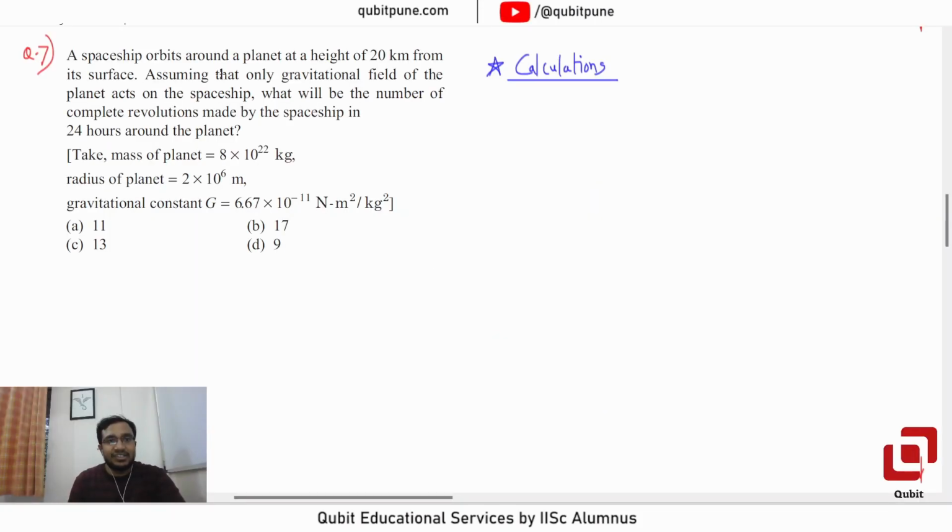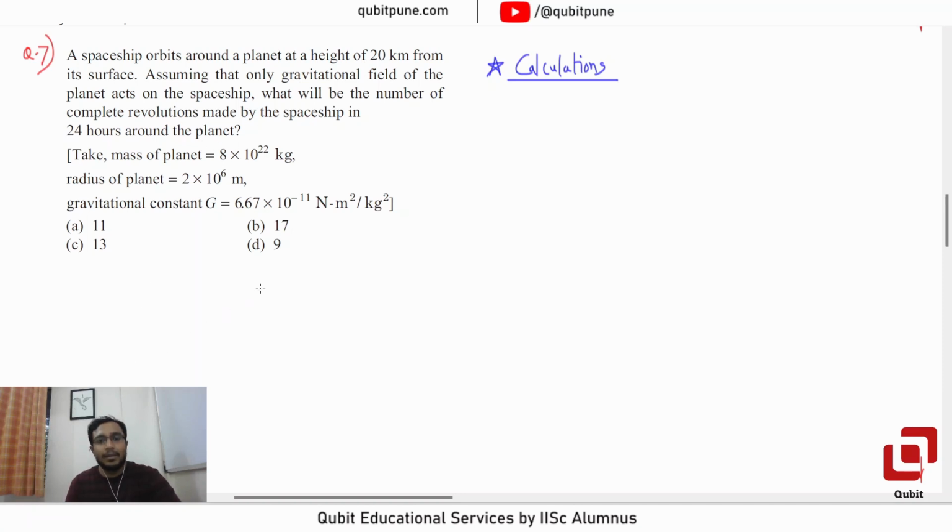A spaceship orbits around a planet at a height of 20 kilometers from its surface. Assuming that only gravitational field of the planet acts on the spaceship, what will be the number of complete revolutions made by the spaceship in 24 hours around the planet?